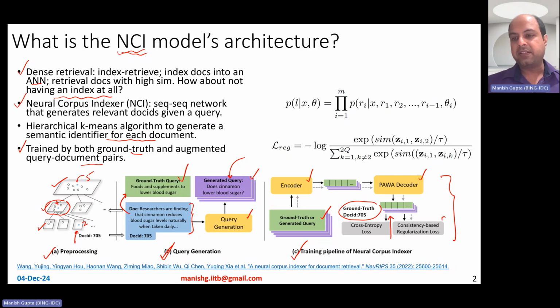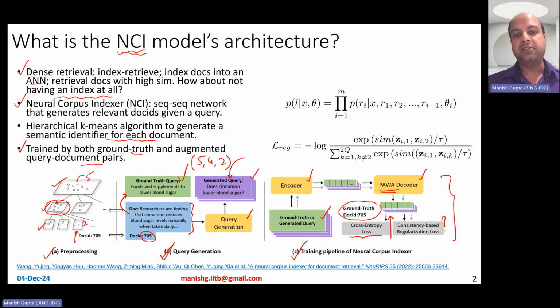For example, what is this consistency-based regularization loss? And how is the cross entropy computed? And what is this power decoder? We will answer all of those questions one by one. When the decoder is generating document IDs, it's generating them cluster by cluster. For example, if it has to generate this document ID 705, it's going to generate 5 because that is the fifth cluster at the top level, then the cluster ID 4, and then the cluster ID 2. So that's how it generates.